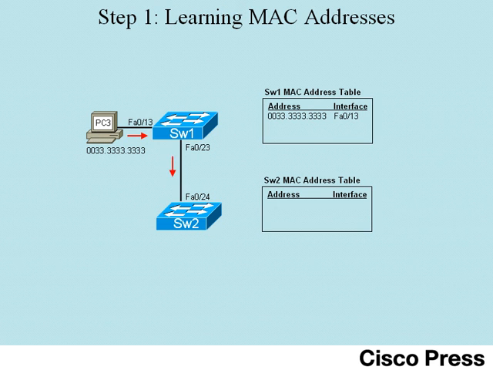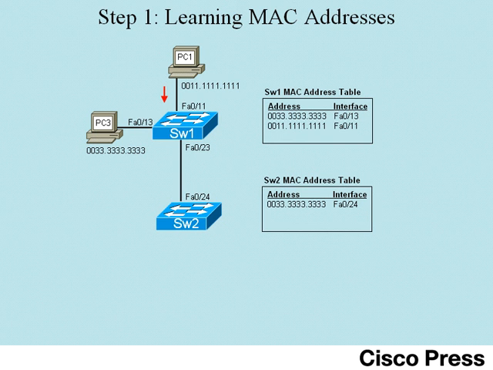Similarly, when switch 1 forwards the frame over to switch 2, switch 2 hears the frame, looks at the source MAC address, sees MAC address 3, and adds an entry to its MAC address table, this time with switch 2's FA0/24 interface listed. Now if we hook up a second PC, in this case PC1 with MAC address 1, when PC1 sends its first frame, switch 1 looks at the source MAC address and adds it to its address table. Then as switch 1 forwards the frame down to switch 2, switch 2 does the same process, looking at the source MAC address of the frame and adding that entry to its MAC address table.